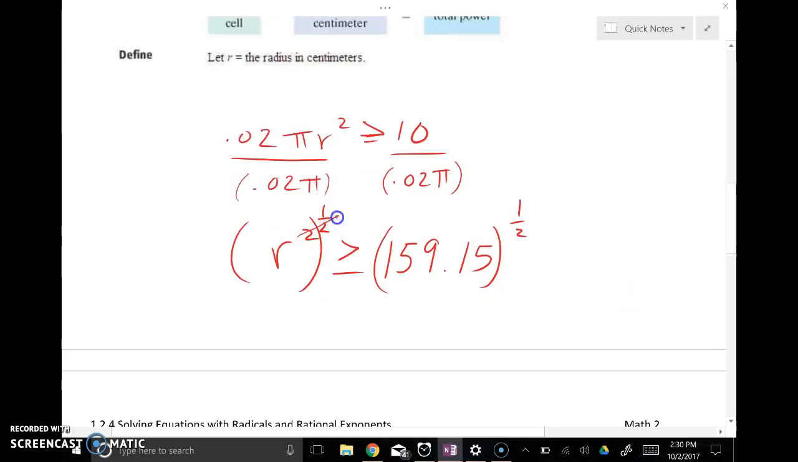And these go to 1, which gives me my r. So then now I have greater than or equal to whatever 159.15 to the 1/2 power is. So when I type that into my calculator, 159.15 to the 1/2 power, or the square root of 159.15, is 12.62 centimeters.